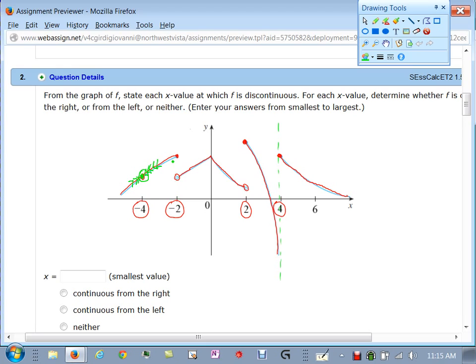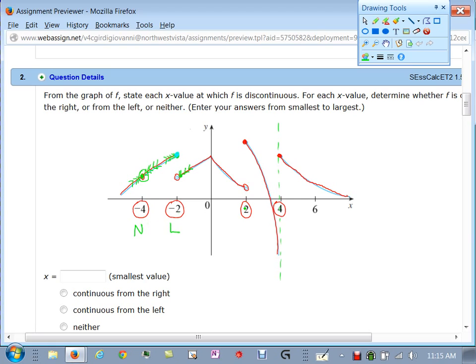Now at -2, if I come in from the left, notice I'm approaching a value, and when I actually get there, I have a nice solid dot. Because my function is actually defined there as I come in from the left, I would say it is left continuous. Notice that if I come in from the right, I'm approaching a value, but there's a hole, so I can't be right continuous. So I'm going to put N here for neither. Here I'm going to put an L for left continuous.